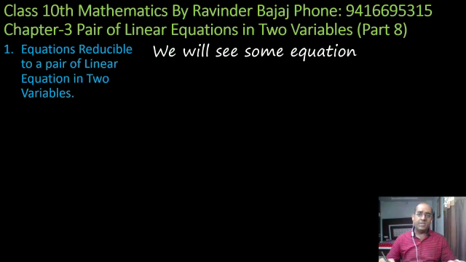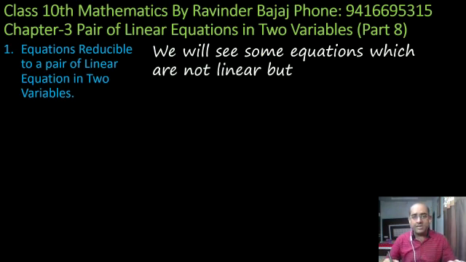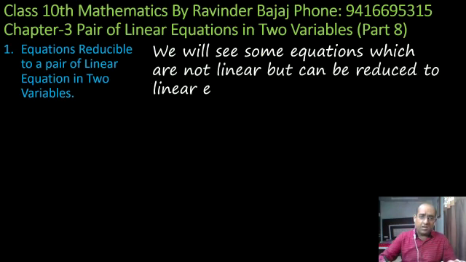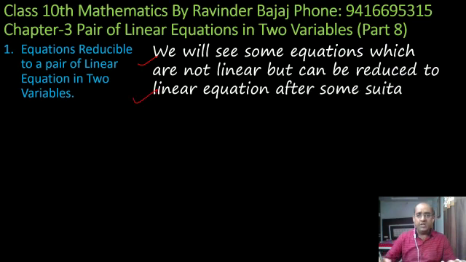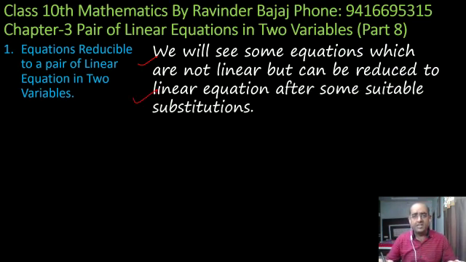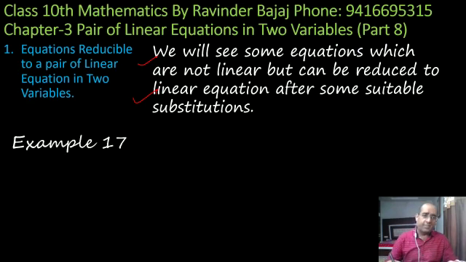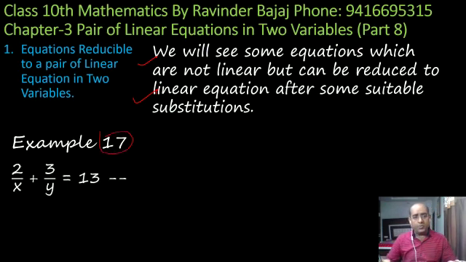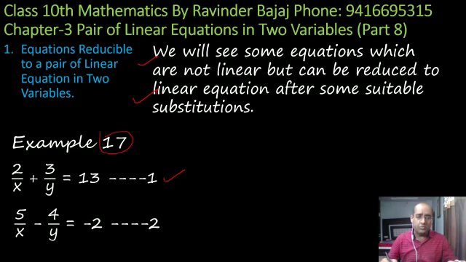We will see some equations which are not linear equations, but can be converted to linear equations after suitable substitution. Now what type of substitution will we do? See, this is example number 17 in your book. The equation is 2 upon x plus 3 upon y is equal to 13. This is equation number 1. And 5 upon x minus 4 upon y is equal to minus 2. This is equation number 2.